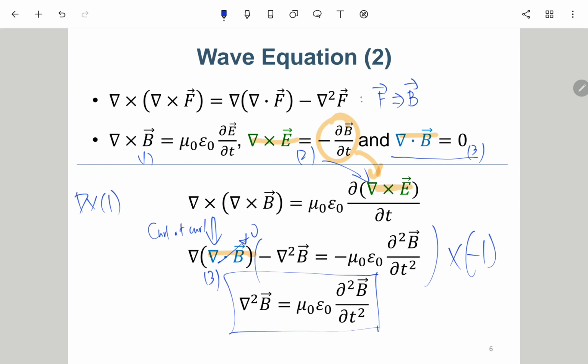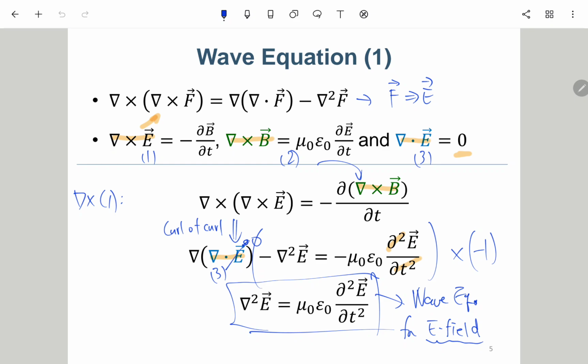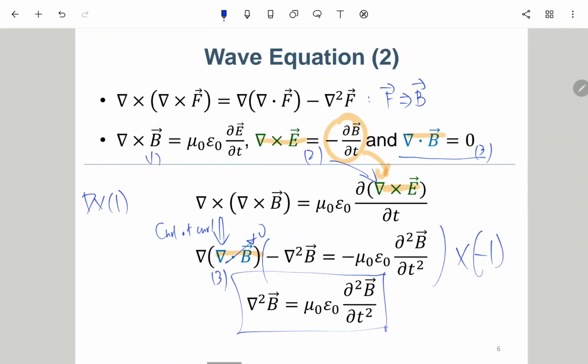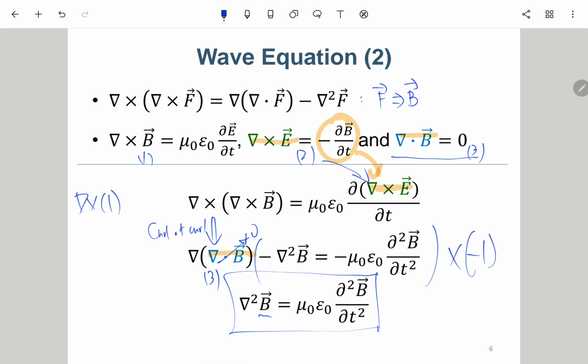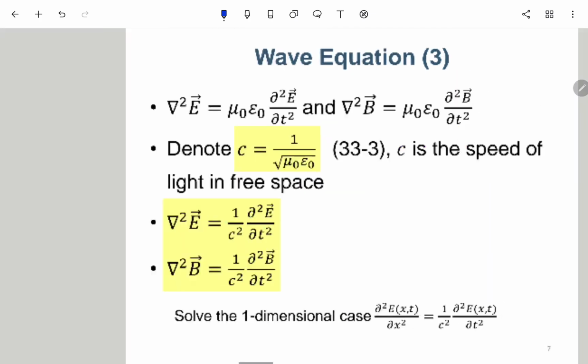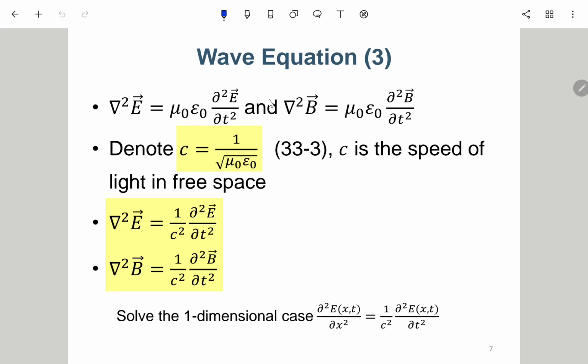This one and this one are the same, except this is the E field and this is the B field. The only difference is the E field and B field. So here we have the wave equations for the E field and for the B field.